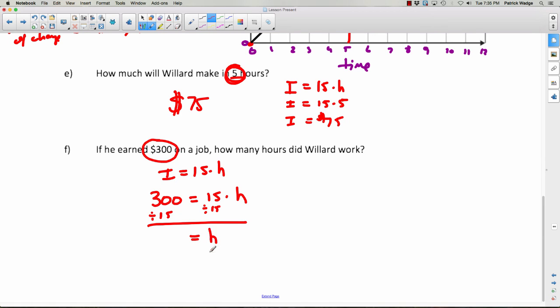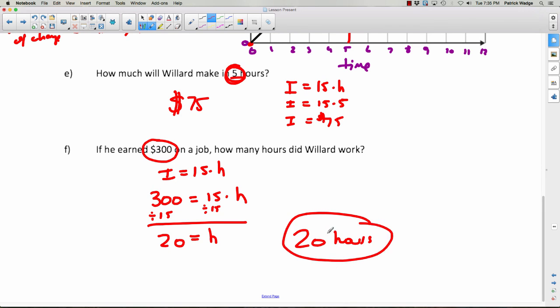We want to know how many hours it equals. And 300 divided by 15 equals 20. So there's your answer. If he earned $300 in a job, how many hours did Willard work? He worked 20 hours. And we are done. Okay, so that's rate of change. Rate of change is exactly the same as the slope.